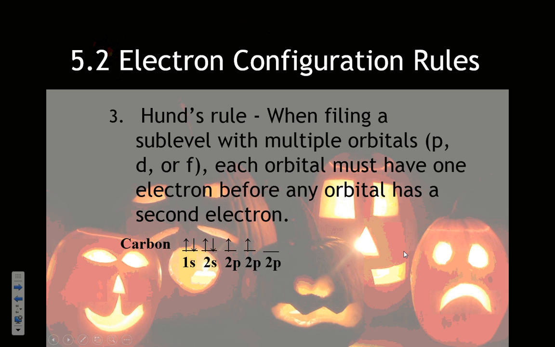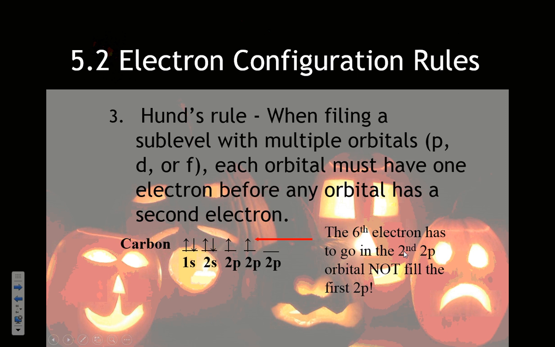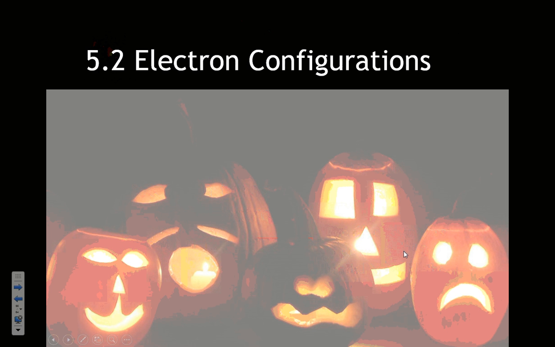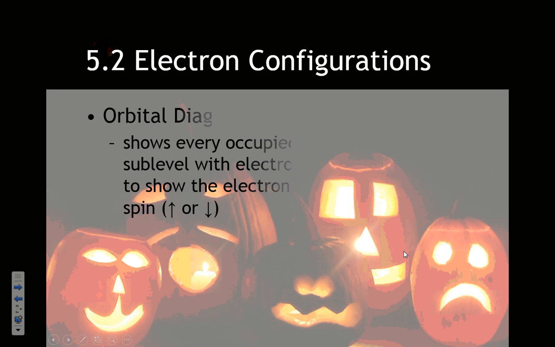Within a sublevel, you put one up in each orbital before any of them get two. So the sixth electron has to go in the second 2p orbital. It cannot fill the first 2p until every orbital in that sublevel has had one. Then we can start filling. And by notation, we fill the first one, then the second one, then the third one. So those are our three fundamental rules of electron configurations. Everything we look at, we're going to be relying on those three rules.